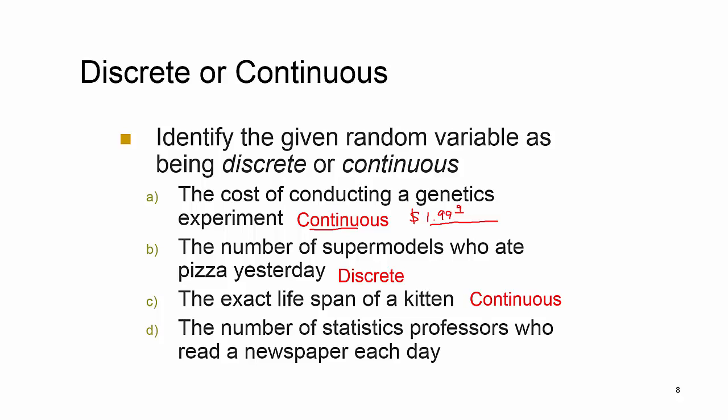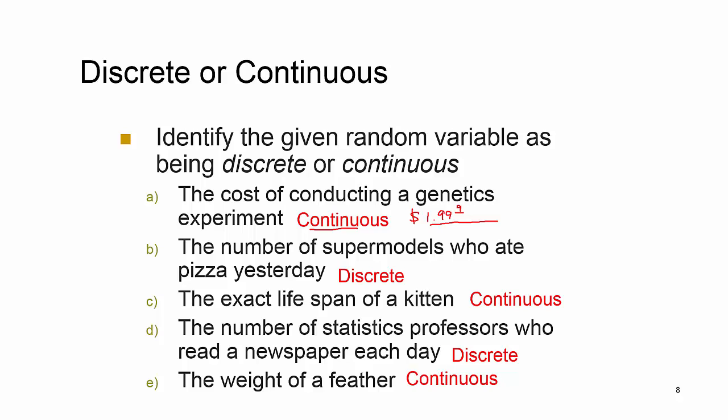The number of statistics professors who read a newspaper each day. So this value is countable. You can't split it up into decimals or fractions, so that would be discrete. The weight of a feather. Weight is measured, and so that would be continuous because you can measure it with a continuous scale of precision.